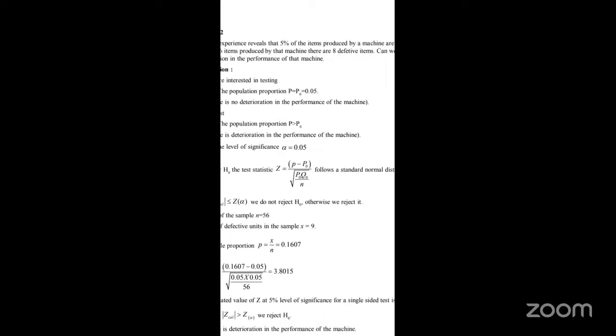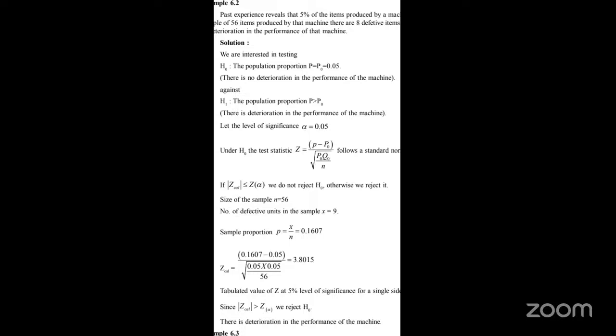So Z equals p minus P naught over the standard error. Here P is 5%. Small p is x by n: 8 defective items out of 56, so 8 by 56. That value is 0.1601. Substituting small p minus capital P over the square root of PQ by n, these are the values, and we got 0.01.